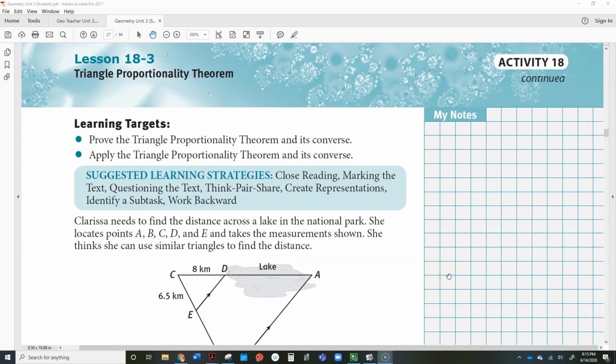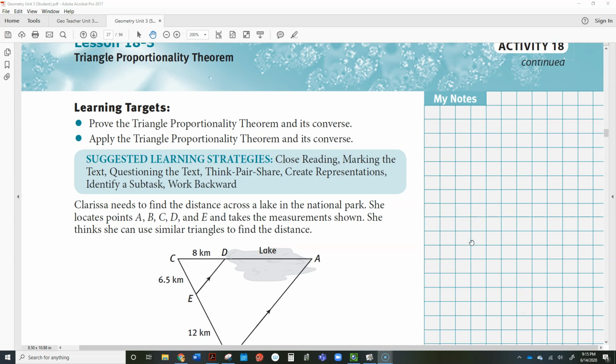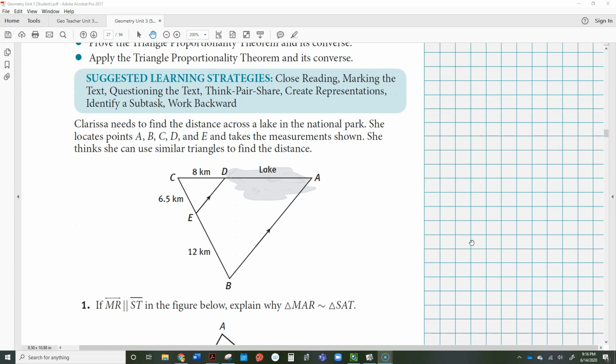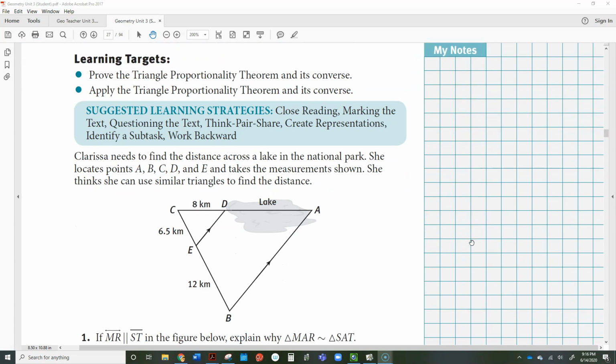All right, lesson 18-3, the triangle proportionality theorem. This is not a difficult thing to learn at all. However, it is very, very important that you don't confuse it with something that you've already learned. We'll get there in just a minute, but surely you're recognizing this picture.